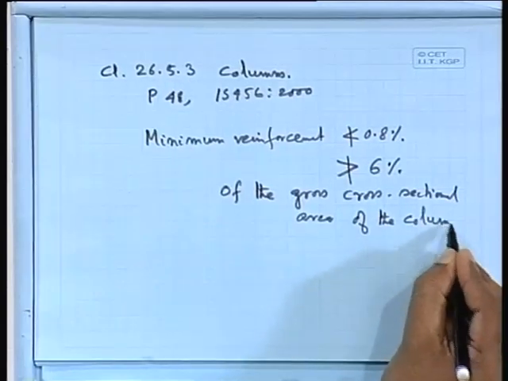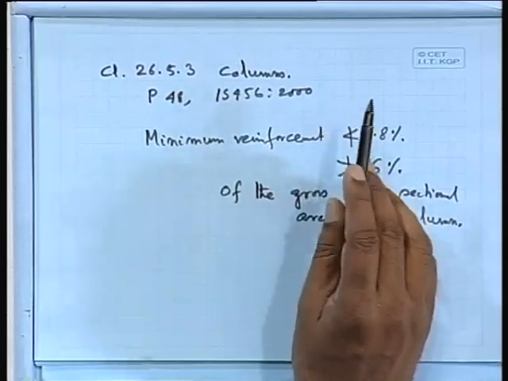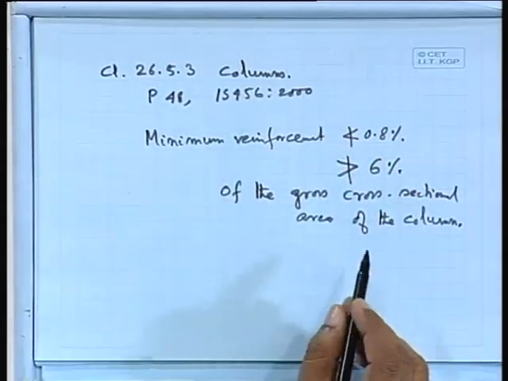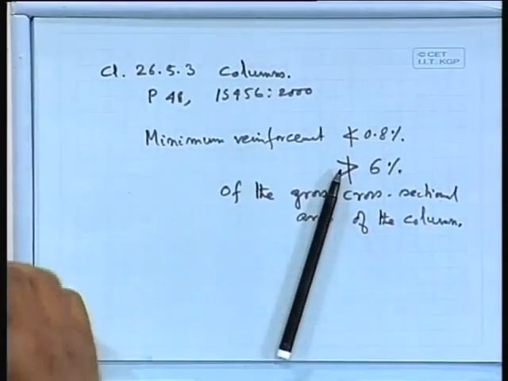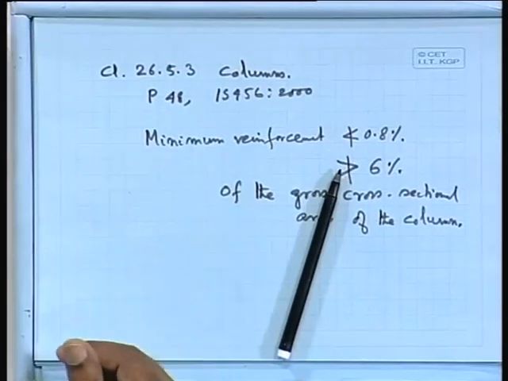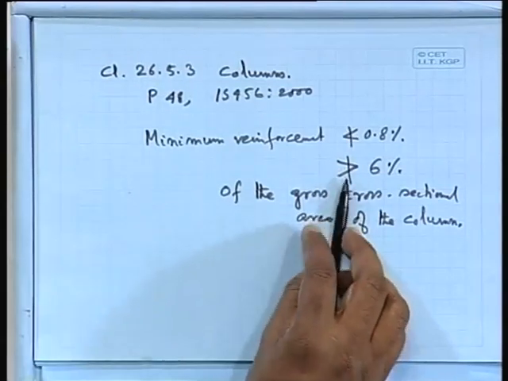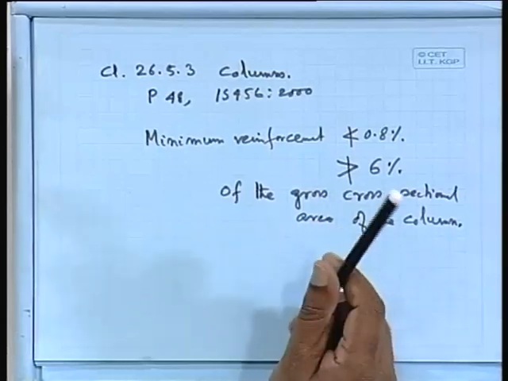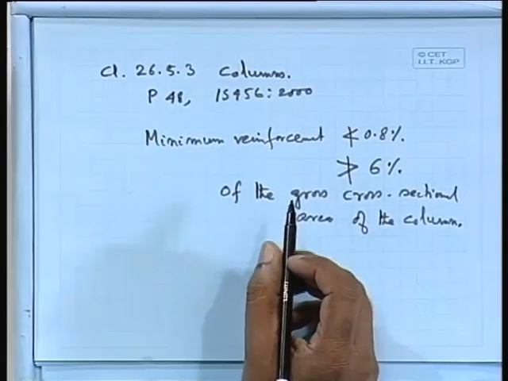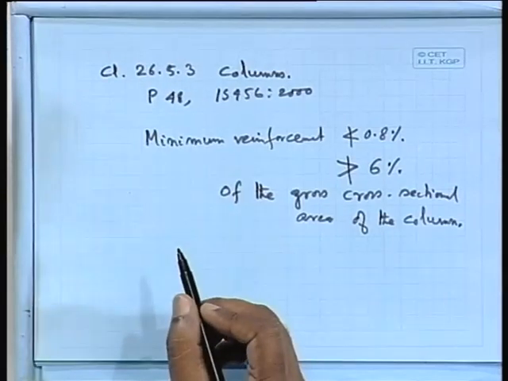So, this is your basic thing, that 0.8% should not be less than, that means in our case 500 something, that is very less. Let us say 6 times 113, that means 6 number of bars, let us consider, divided by 62500. So, it comes say 1%. If we use say 6 number of bars in 250 by 250 section, it comes 1.08%.